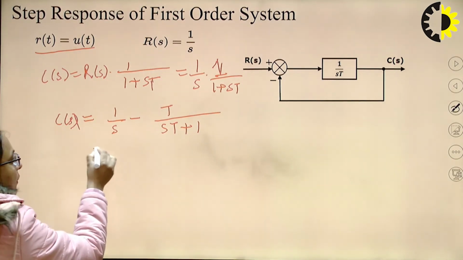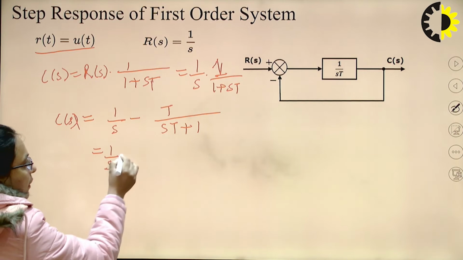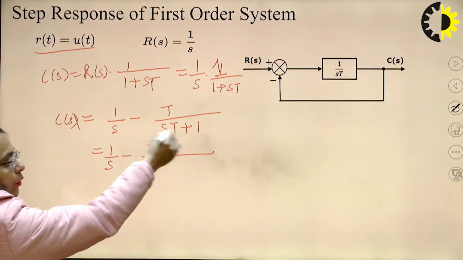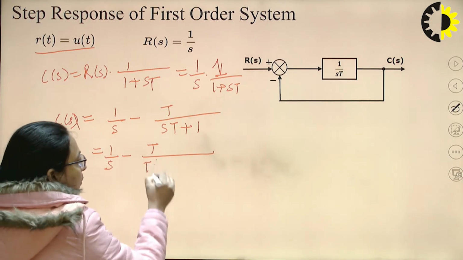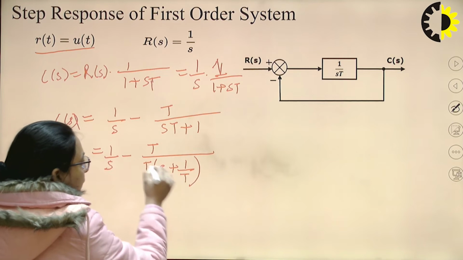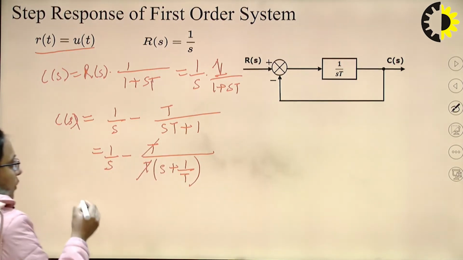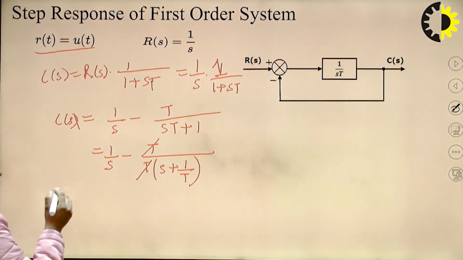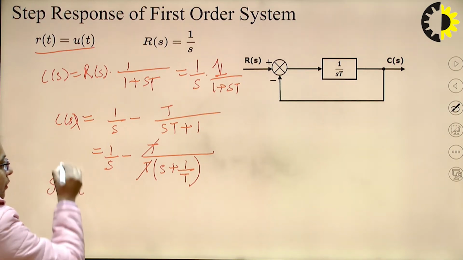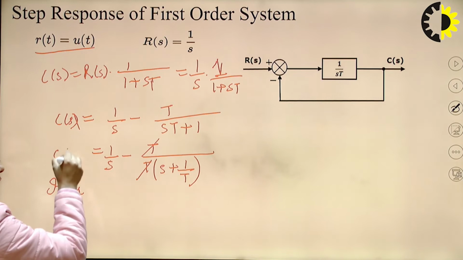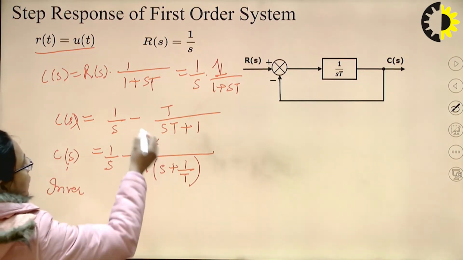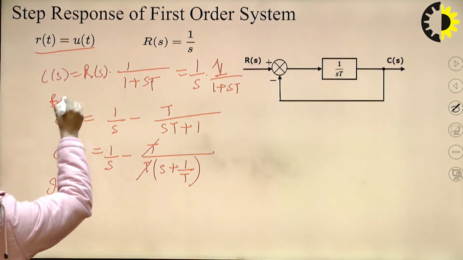We can further simplify it as 1 upon s minus, taking T common from this denominator, it will be s plus 1 upon T, and we can cancel out this T. So when we take the inverse Laplace transform of C(s), we'll get c(t). By using partial fraction, we are getting this.